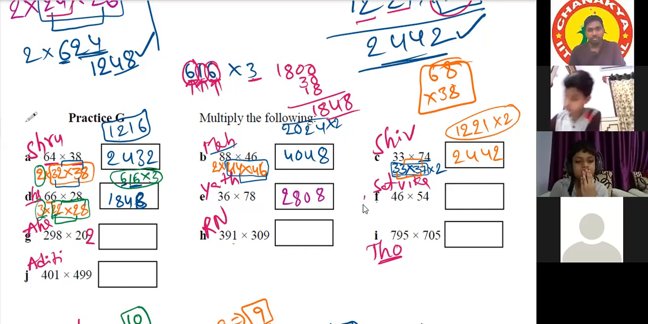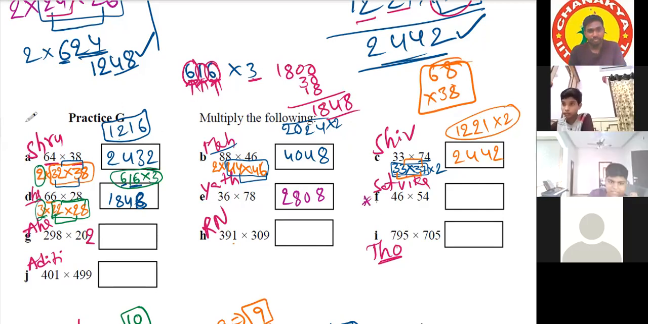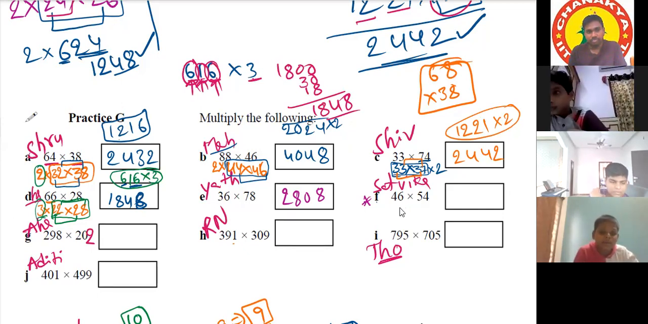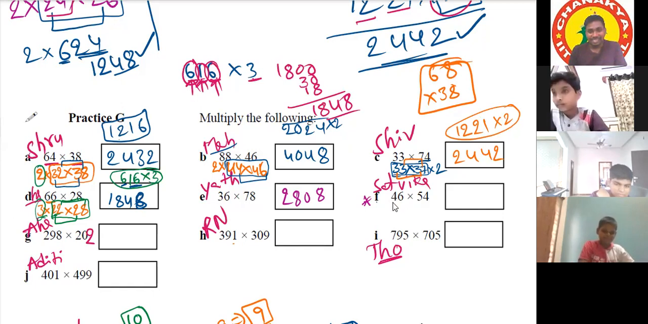Just tell me what we can do here. Question number 5. Sir, I think we should write 54 by 2 into 46 by 2. Very good. 46 by 2 is how much? Sir, 46 by 2 is 23. It means we can write 54 like 2 into 27. Correct? Yes, sir.